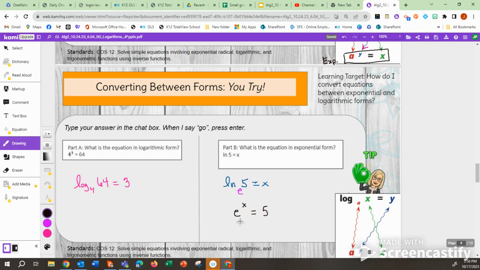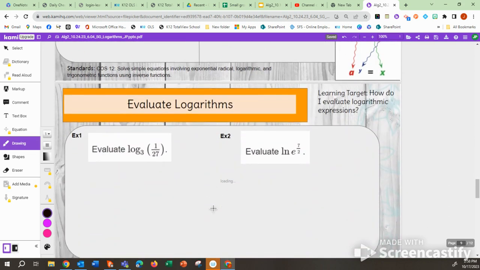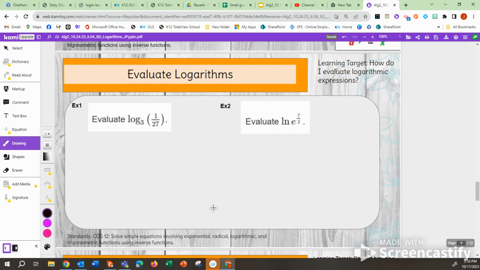All right, hopefully you got those two correct. Let's do some evaluating. Evaluating to me is just working the problem out as far as it will go. We're not solving because we don't have an equal sign. So here we're just working it out as far as we can go.